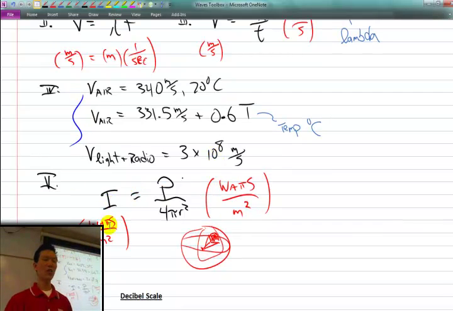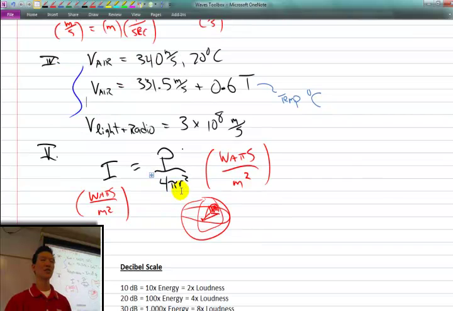Next is this weird equation, I equals P over 4 pi r squared. What the heck is that? This is for intensity. The energy of a sound wave is equal to the power in watts over 4 pi r squared, which is square meters.